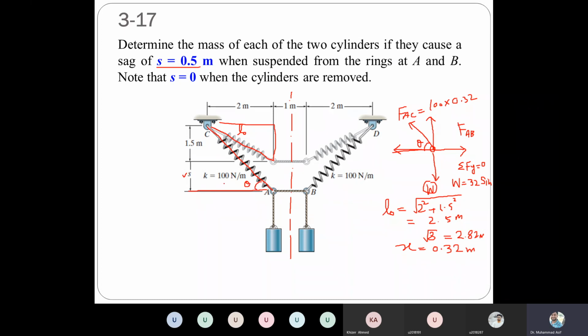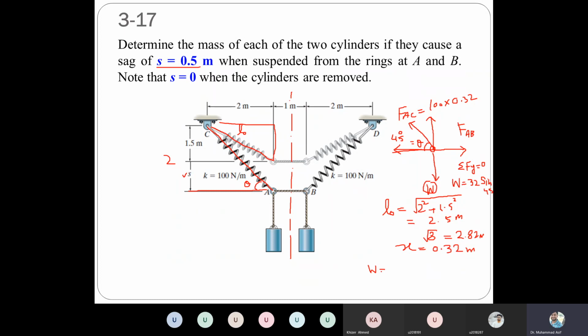We know this length is 2 and the horizontal length is also 2. So how much is that angle? If the lengths are equal, then the angle is equal to 45. So that means here 32 sine of 45 will be equal to the weight.